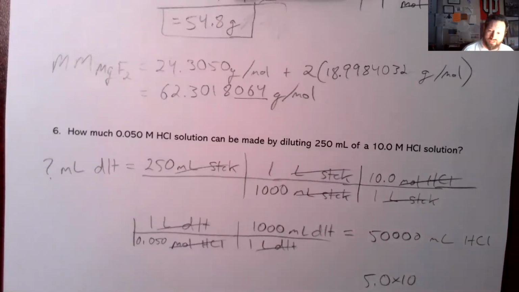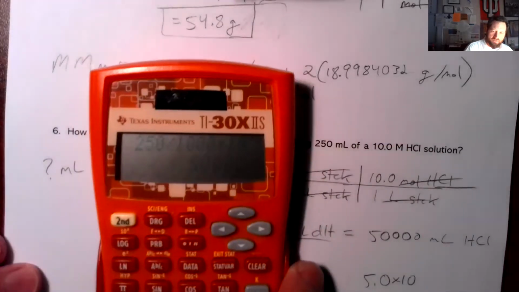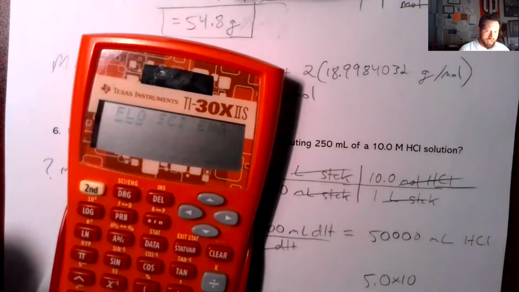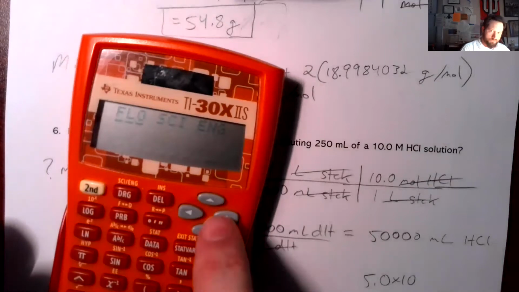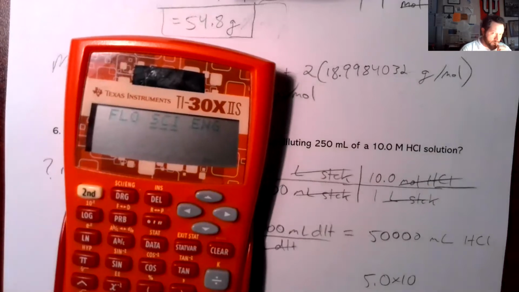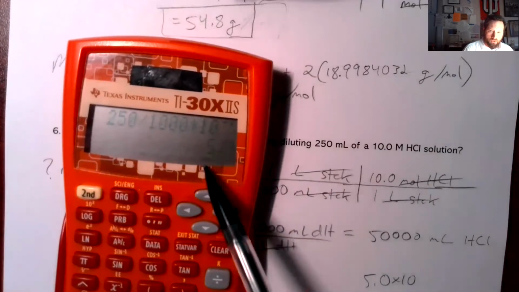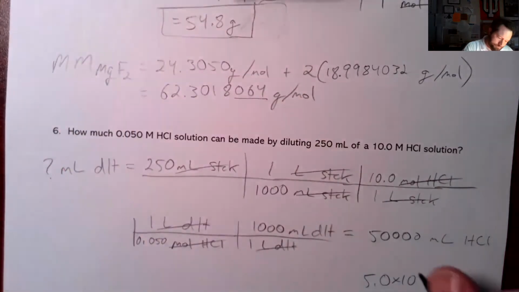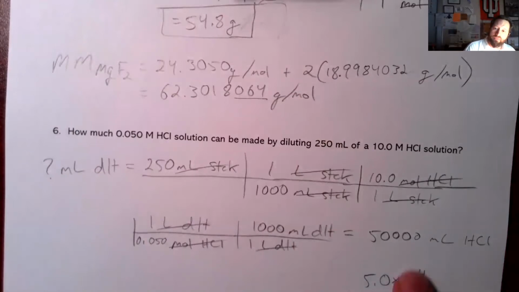And if you don't know how to write in scientific notation, you can pretty easily get there on your calculator by hitting second, DRG. Go over to your scientific notation option, hit enter, and there we go. 5 times 10 to the 4th. There's our 2 significant digits. We still have the 50,000. That's what that 10 to the 4th tells us. And that's our milliliters HCl.